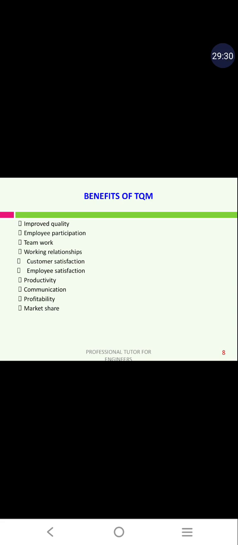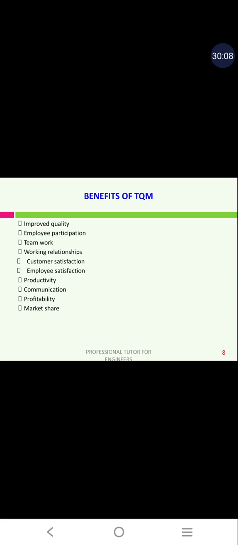So the first one is improved quality. The quality of the product can be improved. Employee participation: the participation of employees will be more. As we said, total quality management is nothing but involvement of all the employees, so definitely the participation of employees will be higher. And teamwork: everybody is going to coordinate with each other and work. So a good teamwork culture will be formed when you are implementing TQM.